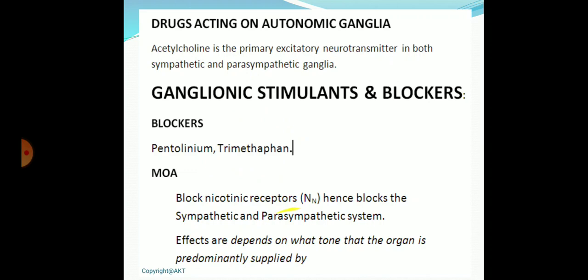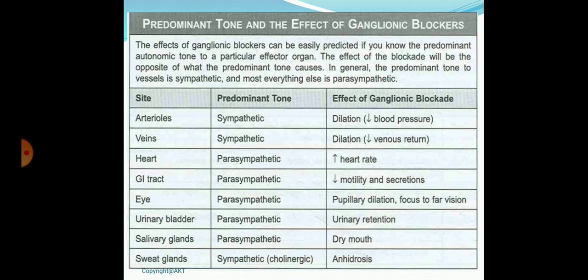It blocks the NN receptor in both the sympathetic and parasympathetic autonomic ganglia and blocks both the sympathetic as well as parasympathetic nervous system. So the outcome of action will depend upon which nervous system supplies predominantly to a particular organ. If you see the classical example, the heart, the parasympathetic nervous system is the main innervation. So ganglionic blockade will tend to decrease the parasympathetic activity in the heart. As a result, the outcome will be similar to an anticholinergic effect. There will be an increase in heart rate.